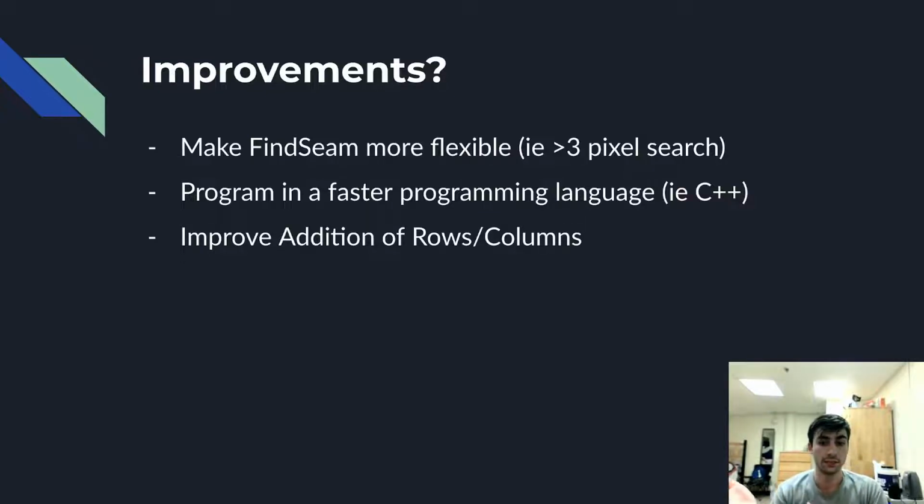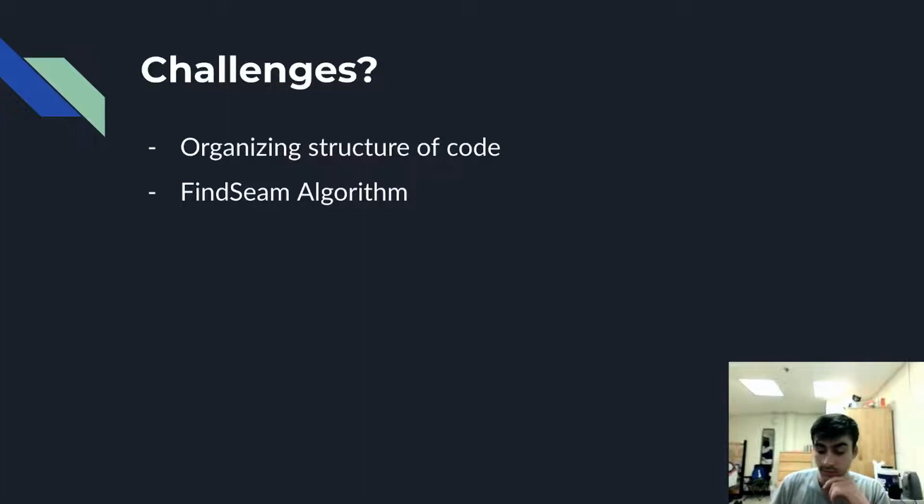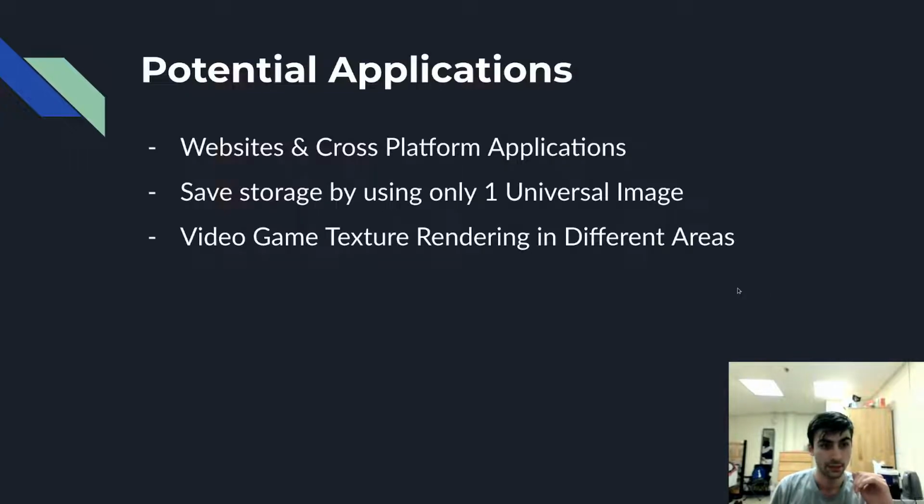We can also change it from using MATLAB code to something like C++. That would make it go many orders of magnitude faster. Also, for the addition of rows and columns, I made it just duplicate the seam, which isn't working very well, so I think we can make that a little better. The biggest challenge was to organize the code, figuring out a good structure to use, and also making the find seam algorithm correct. And the potential applications of this are websites.